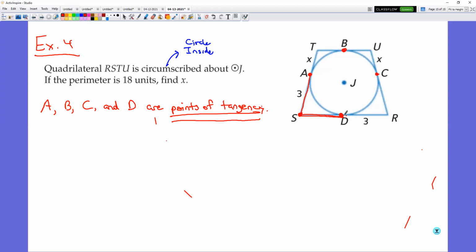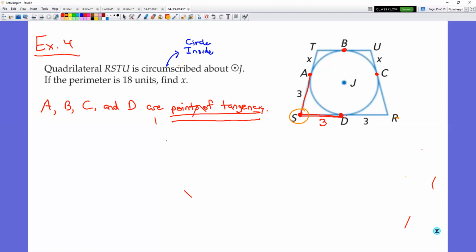I mean, S to D is also going to be 3, because S to D and S to A have the same endpoint. We just shared that. So therefore, S to D has to also equal 3, because S is the common endpoint for that particular circle.